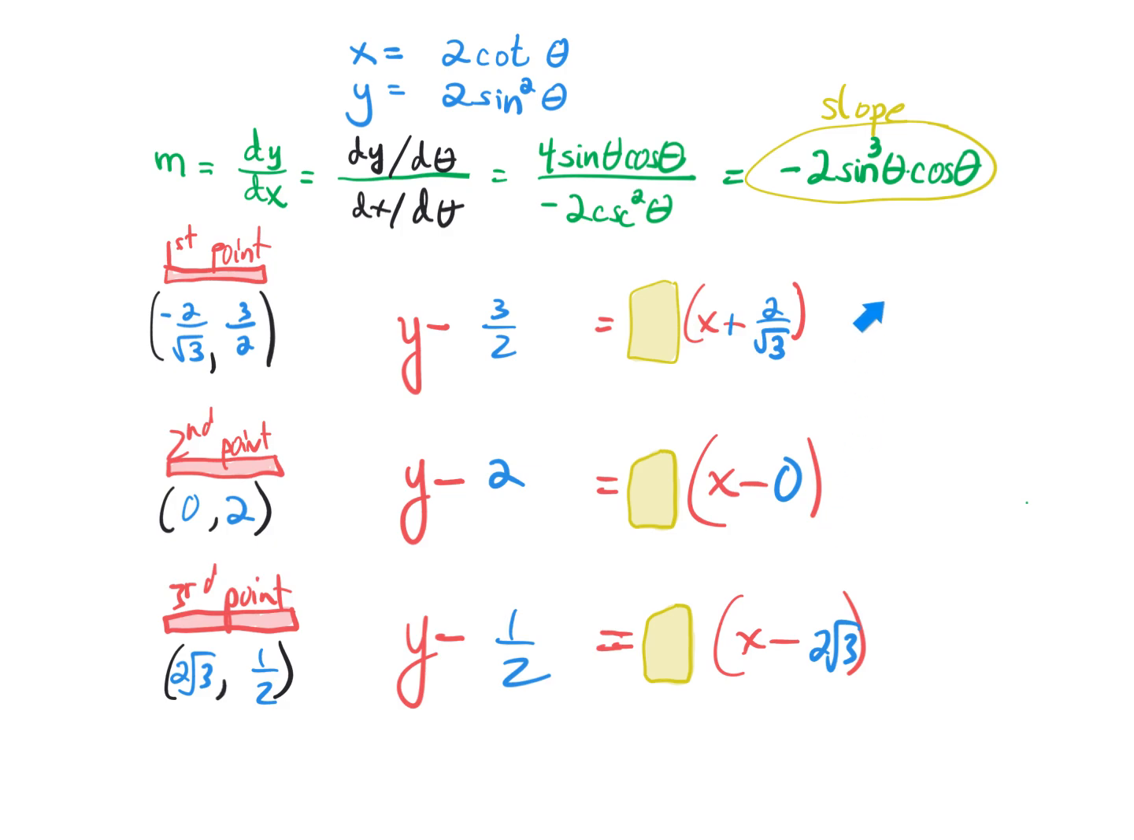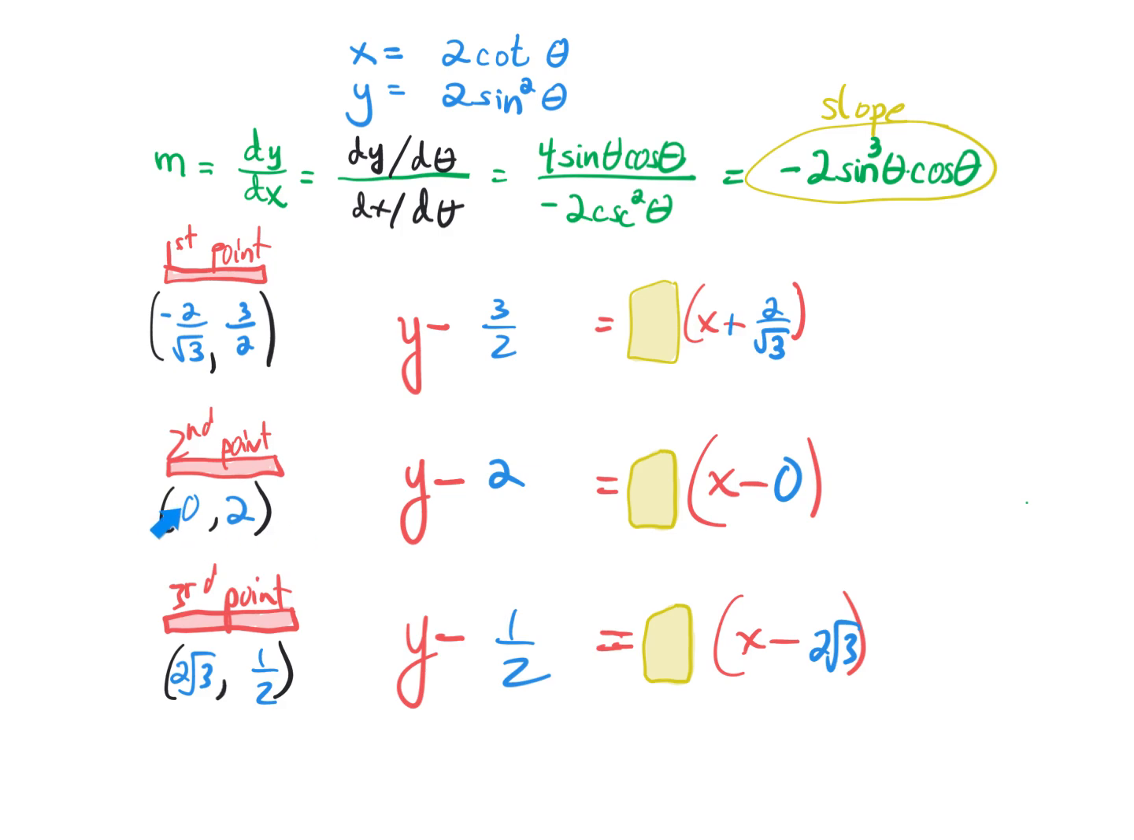Well, we can find the slope and be done with this problem by filling in these boxes. If only we knew the theta value at each of these points. So that's our next step. Let's find theta so that we can substitute it in and get our slope. And then we'll have our three equations of tangent lines at these 3 points. All right, how to find theta?